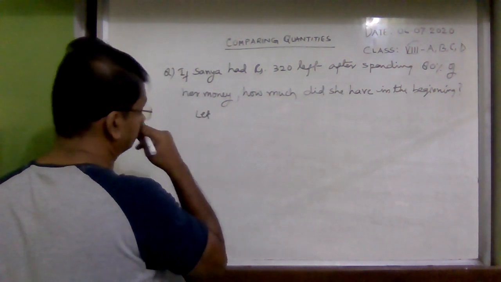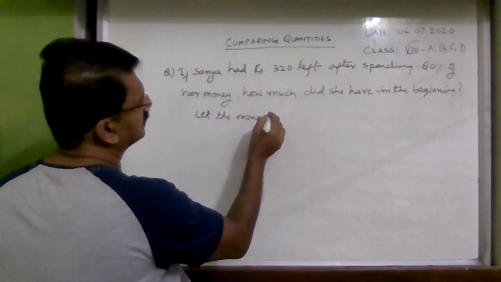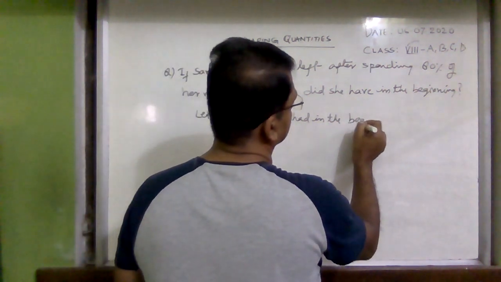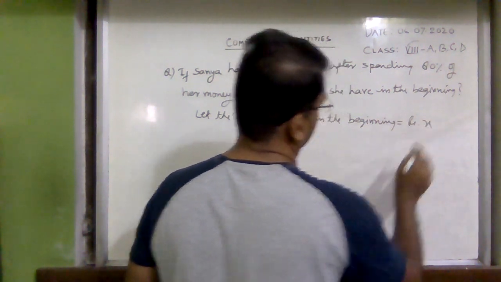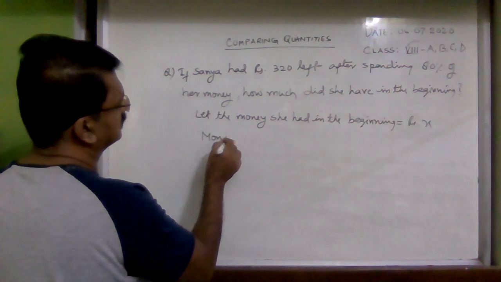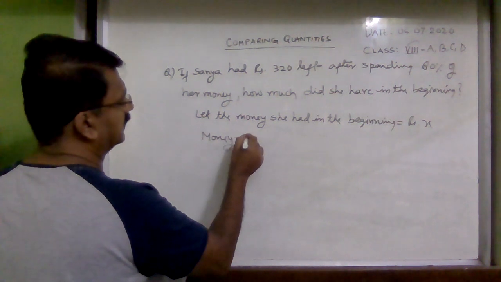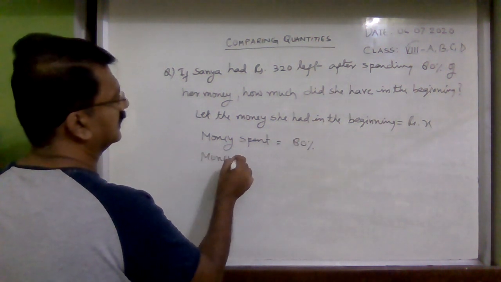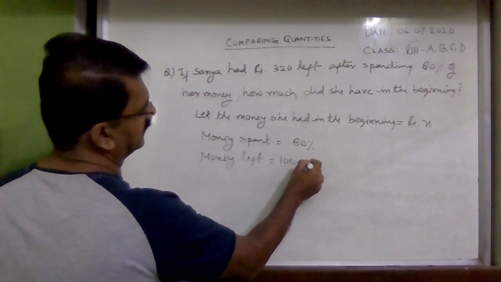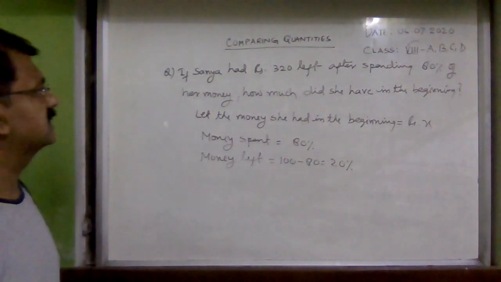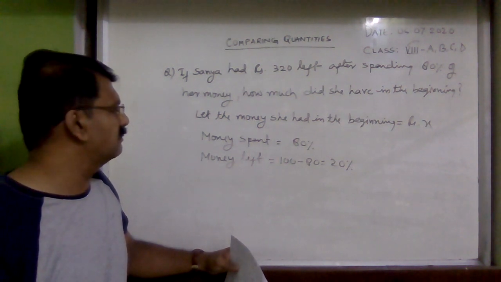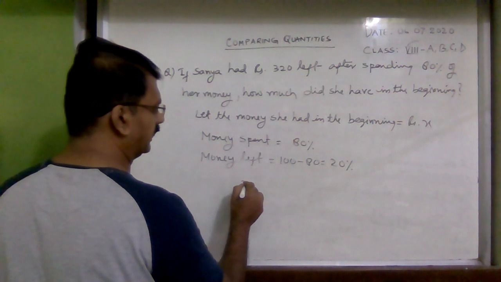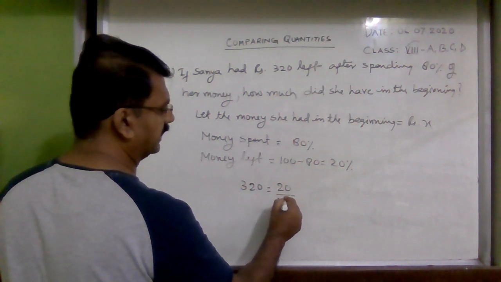Let the money she had in the beginning be rupees X. Money spent 80%, money left 100 minus 80, that is 20%. If Sanya spent 80% of her money, then the money she left will be 20% of the total. Clear? Now, the money left, they have given 320. So 320 is equal to 20% of X.